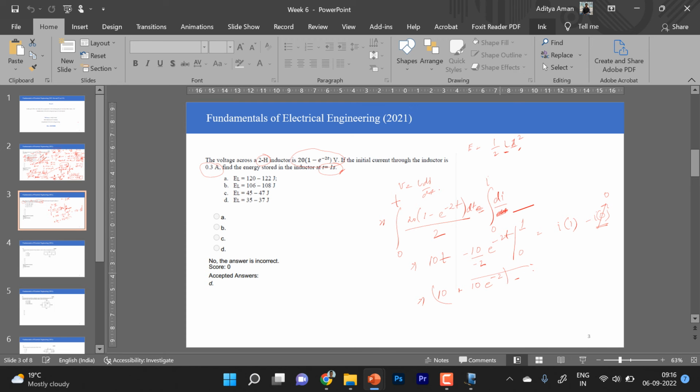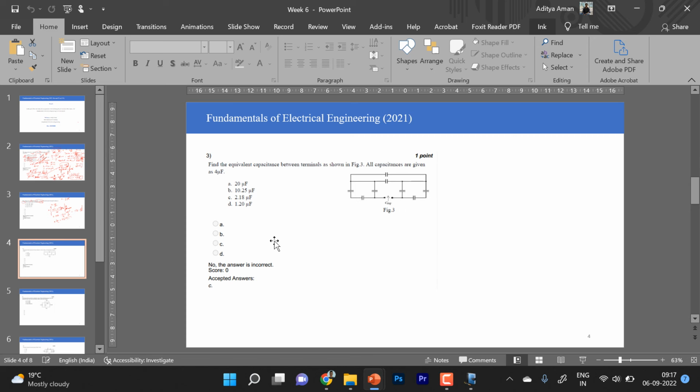Based on that, the answer will come out to be between 35 to 37 joules. So that will give you the correct answer as option number D. So try to just solve it and let me know in the next class if you are getting option D as the correct answer.